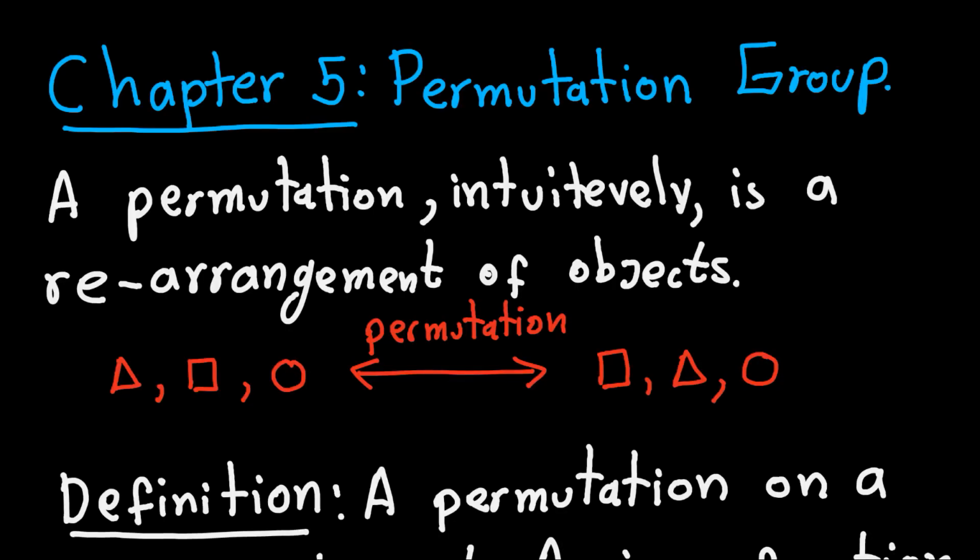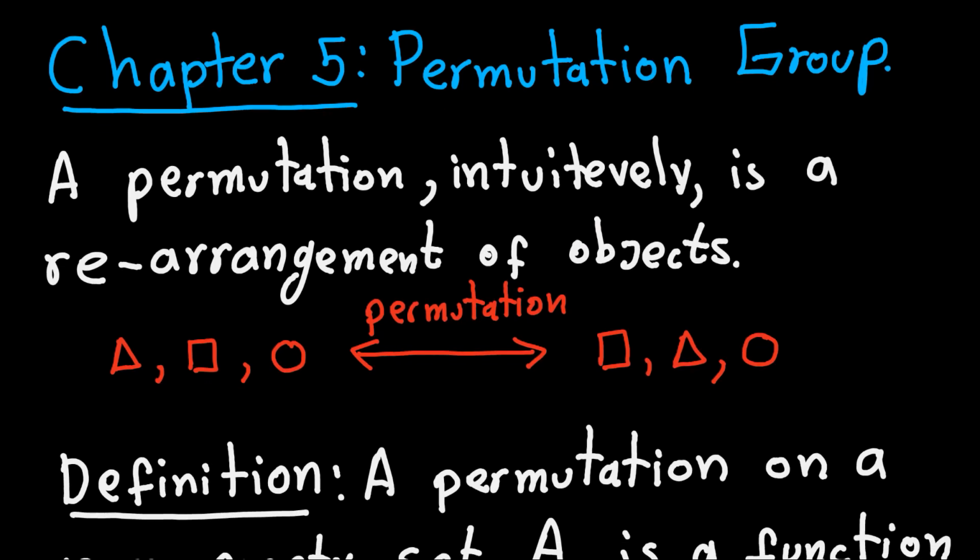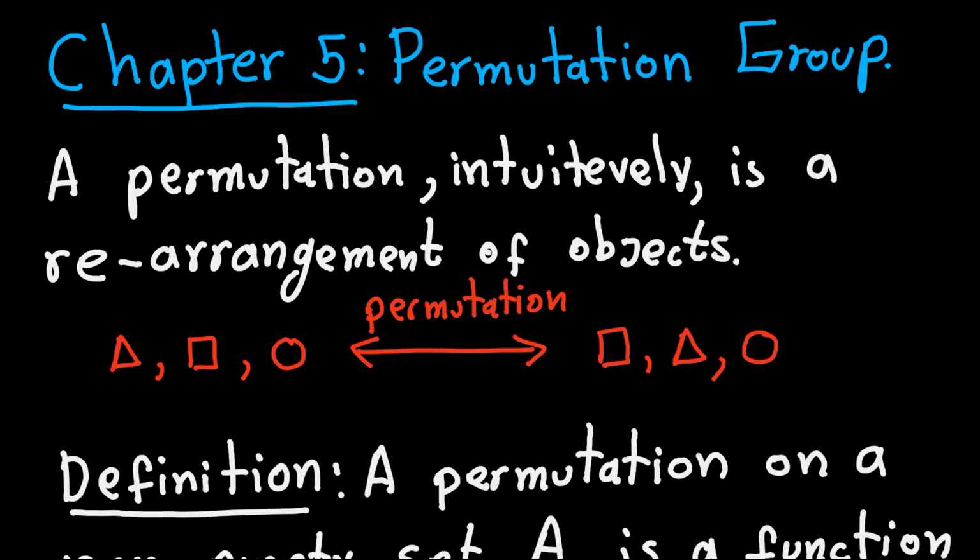In this video, we will start with chapter 5. This is permutation groups from the book. Now, before we go into the actual definition of a permutation, let's look at what you intuitively will think about a permutation. A permutation is, you will think about as a rearrangement of some objects.